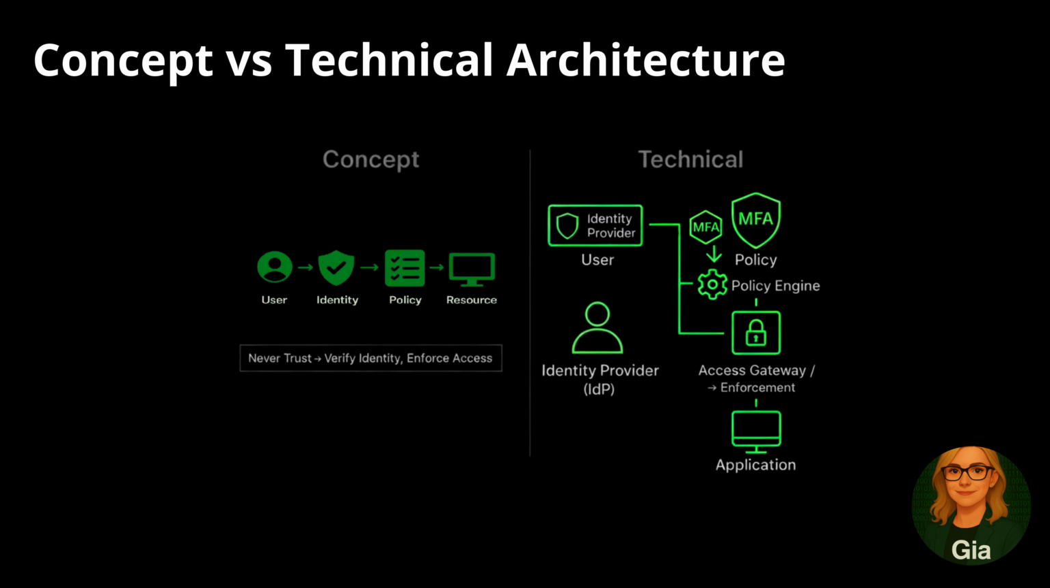In real systems, this concept is implemented using several key components. A user first authenticates with an identity provider. Multi-factor authentication adds another layer of assurance. A policy engine evaluates the request based on identity, device posture, and context. Only then does a gateway or proxy allow access to the application or data. This continuous evaluation is how Zero Trust is enforced. The key takeaway is this: the concept stays simple, even when the technology becomes more detailed. Zero Trust is not about complexity, it's about clarity and control.